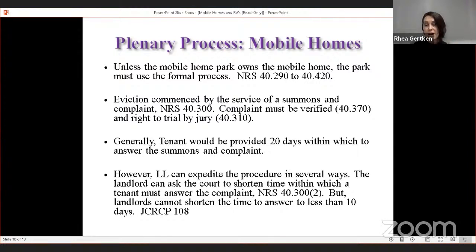The other thing that has to happen with mobile home cases, you cannot be evicted without a hearing. So before you're evicted, generally speaking, you'll have the opportunity to have a hearing. You do not have to file an answer before that hearing, although it is always advisable to get your arguments in writing filed with the court before the hearing, so that everything is on the record in case you have to appeal.